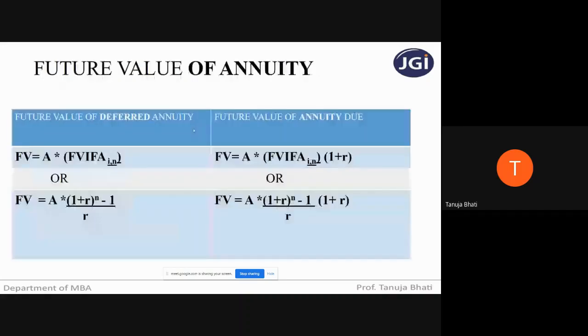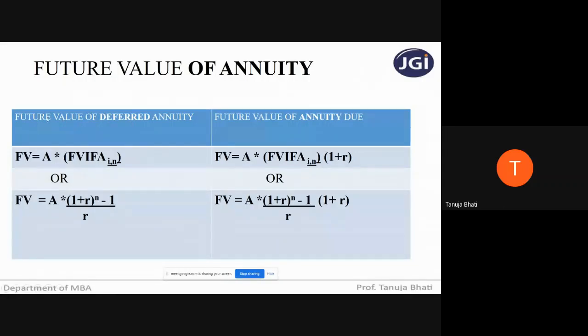Next, future value of annuity. Now in annuity, we know that there are two types of future value which may be asked. That is future value of deferred annuity and future value of annuity due. You have to use this particular formula whenever you observe in the problem that there is an outflow or inflow of cash flow at the end of the period, or annuity due at the beginning of the period. So you have to carefully select the formula before solving the problem.